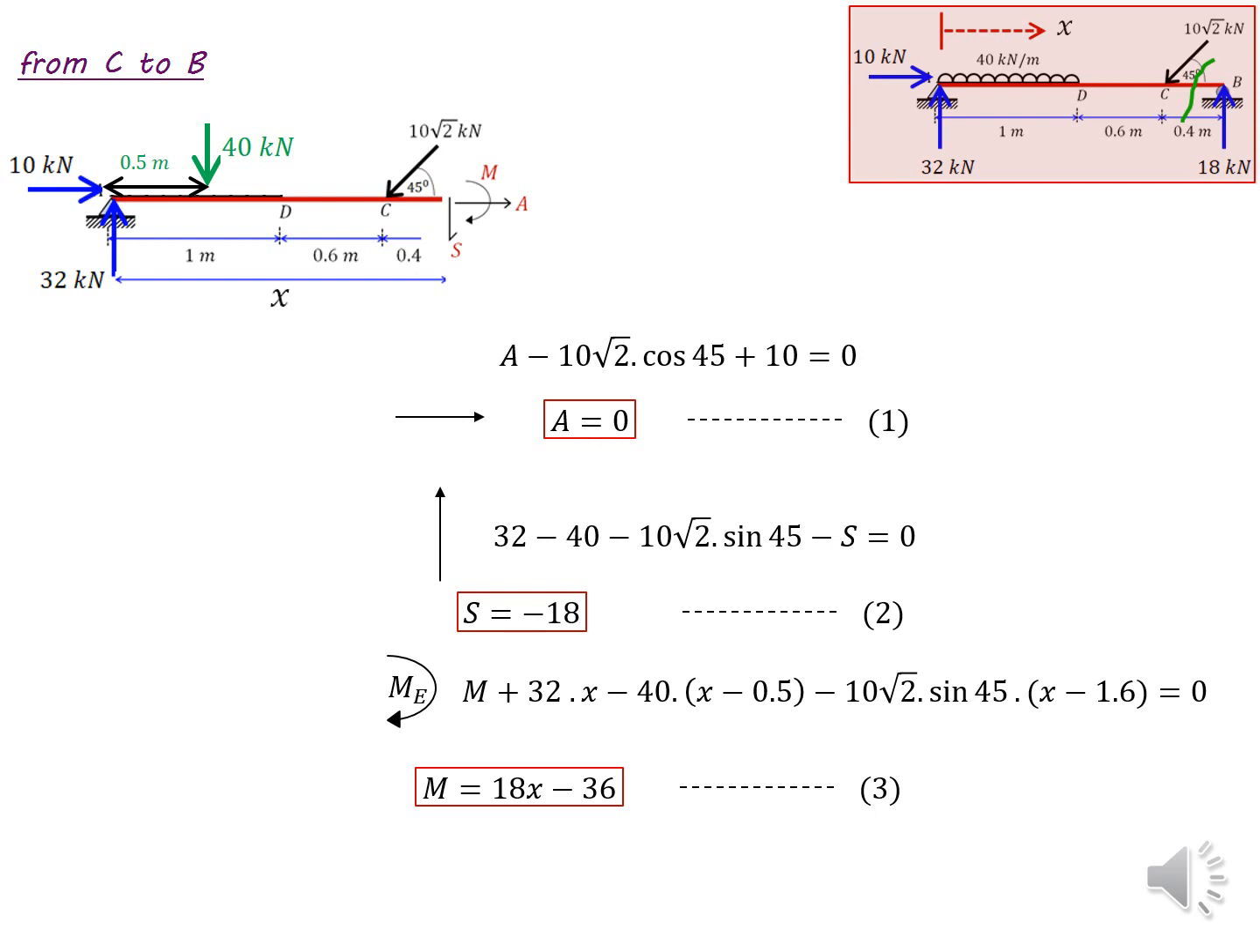And also the vertical load due to the 10 root 2 force, which is acting in the distance of x minus 1.6. Hope you can understand how we get that distance. So by solving this equation, we can get the moment as 18x minus 36.